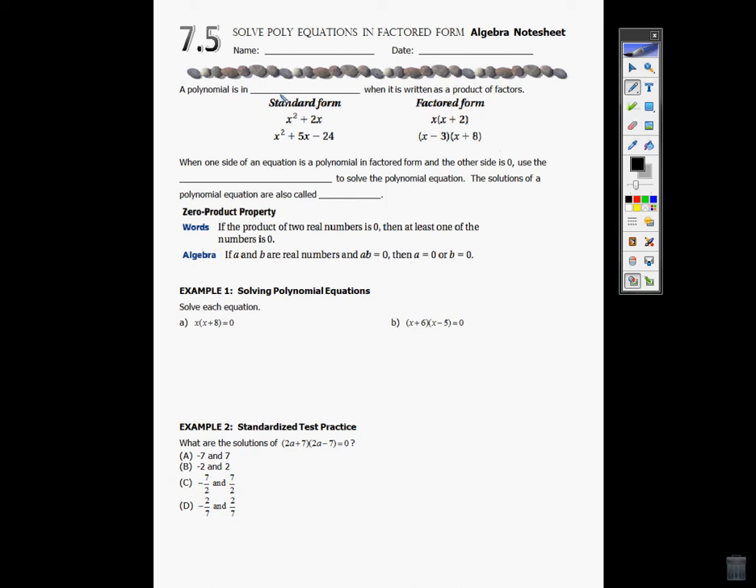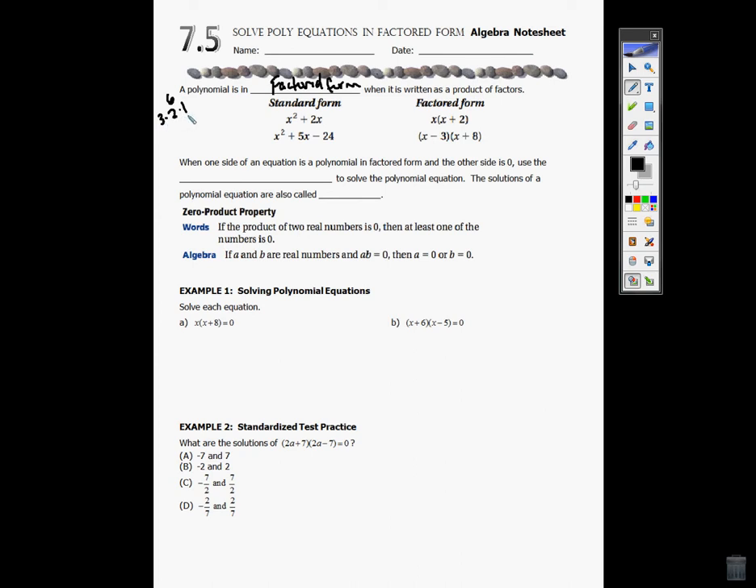A polynomial is in factored form when it is written as the product of particular factors. So if you think of a number like 6, it could be written as 3 times 2 times 1. And the number 6 would be written in factored form if it was 3 times 2 times 1.